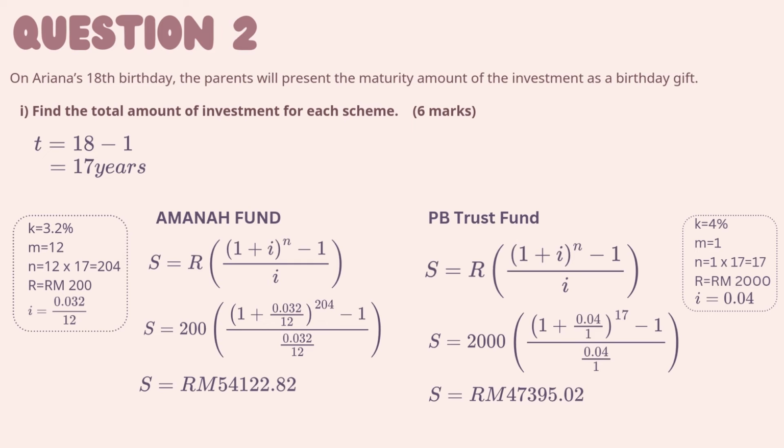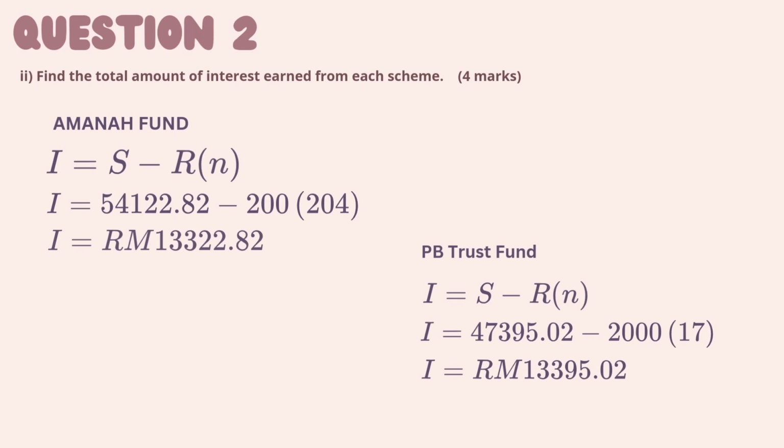We can find the total amount of investment by using the formula for future value of annuity. The total amount of investment for Amanah Fund is RM54122.82, while the total amount of investment for PB Trust Fund is RM47395.02. Find the total amount of interest from each fund.